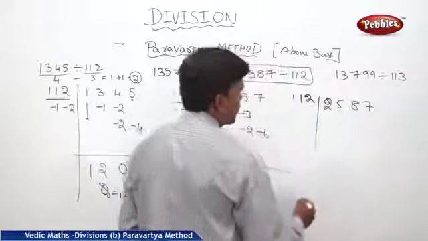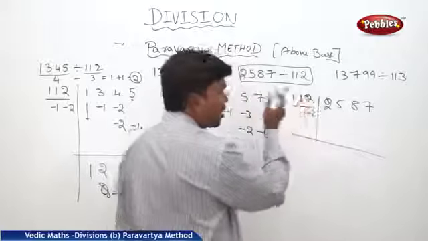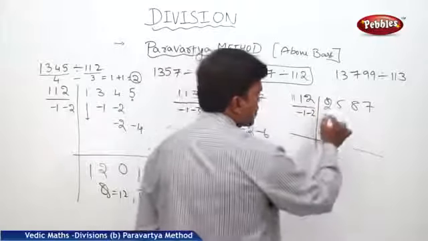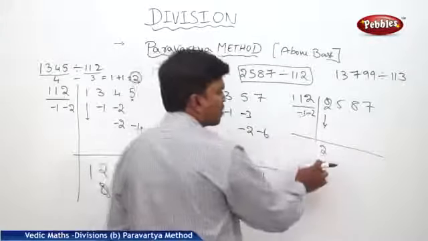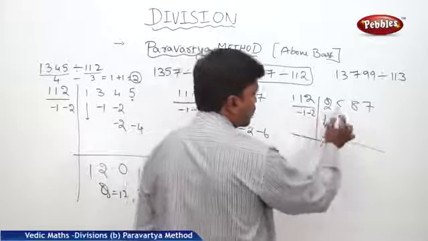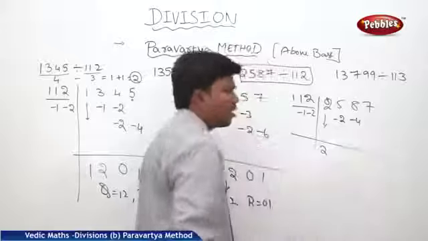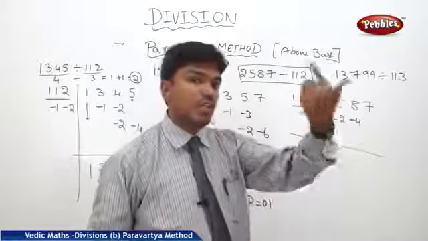2587 divided by 112. So first what you need to do? Leaving the leftmost digit, take the negative complements of the remaining digits. So first drop the first digit 2. Now the first digit into the complements. 2 into minus 1 is minus 2. 2 into minus 2 is minus 4. You have to start from the second row, second column. In the next step, third row, third column, like that.